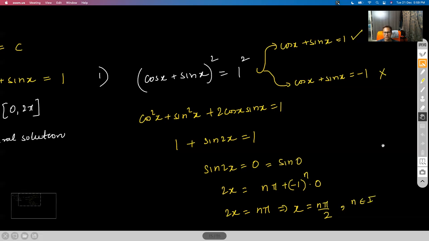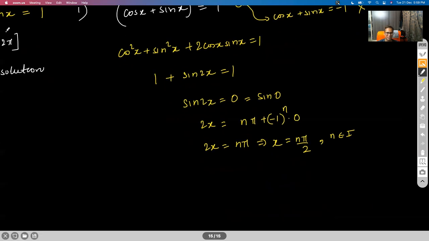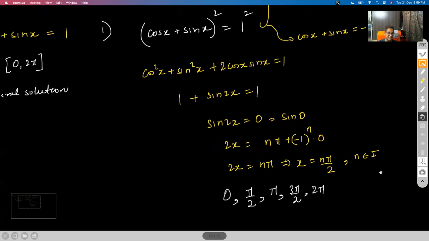So our solution for 0 to 2 pi could be 0. When I put n as 0, I'll get a 0. It could be pi by 2, it could be 2 pi by 2, it could be 3 pi by 2, or it could be 4 pi by 2, which is 2 pi. Now, see, everybody, please pay attention.